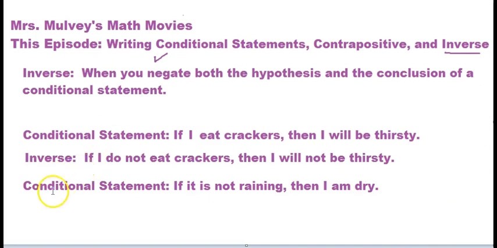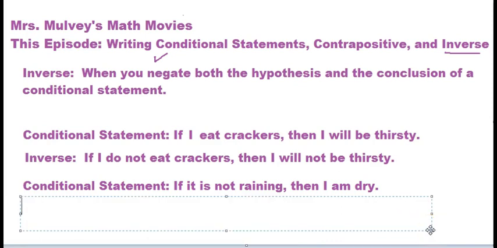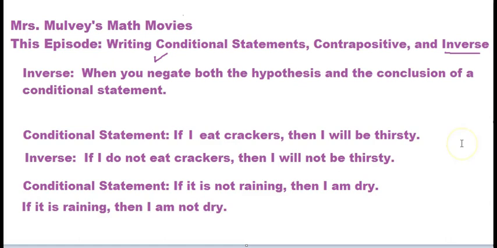Let's look at the next conditional statement. If it is not raining, then I am dry. So to write the inverse, I negate each part. And so if it is not raining becomes if it is raining. The then I am dry becomes then I am not dry. So the order stayed the same, I just negated each one.